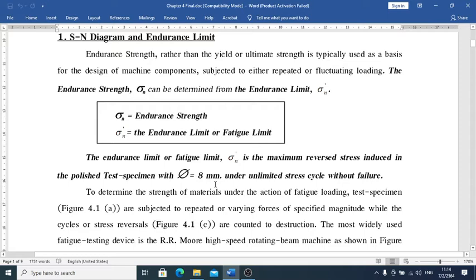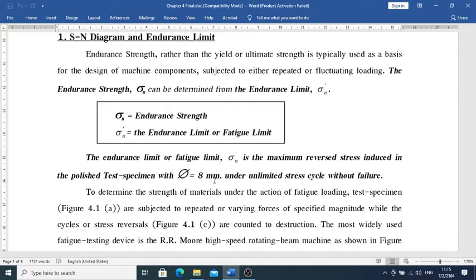Okay, let's continue with section one, the SN diagram and endurance limit, which I mentioned to you just a while ago. For external loading applied to the workpiece, when the loading changes with time and the load is not constant, we cannot use sigma y as our reference anymore. So we have to find another reference for our designs.